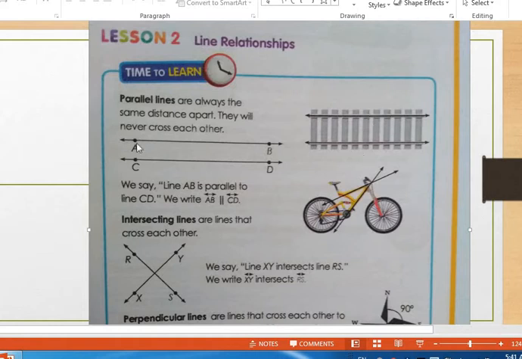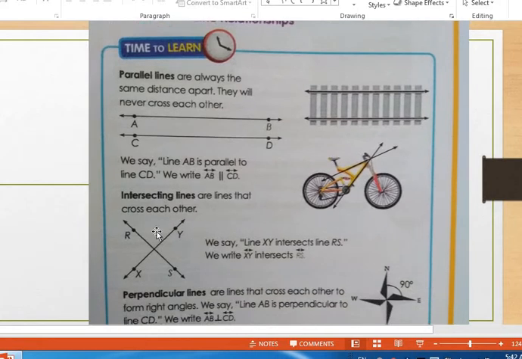So I have here the straight line AB and the line CD, two parallel lines. We say line AB is parallel to line CD. We write AB, and this is the symbol of parallel, parallel to CD. Don't forget.